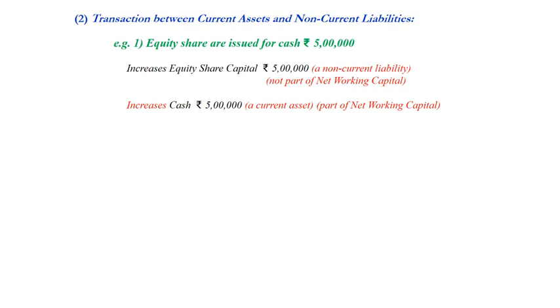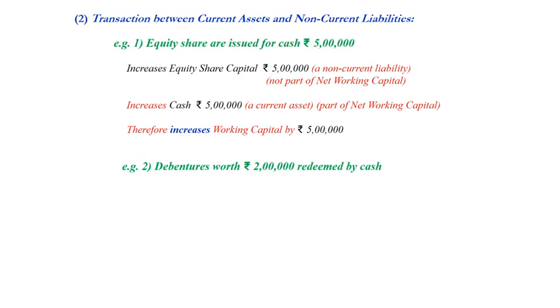Therefore, it leads to increase in working capital by rupees 5 lakhs. Let us take another example. Debentures worth rupees 2 lakhs redeemed by cash. Redeemed means repaid in terms of cash. Debenture is part of non-current liability. Cash is part of current asset.